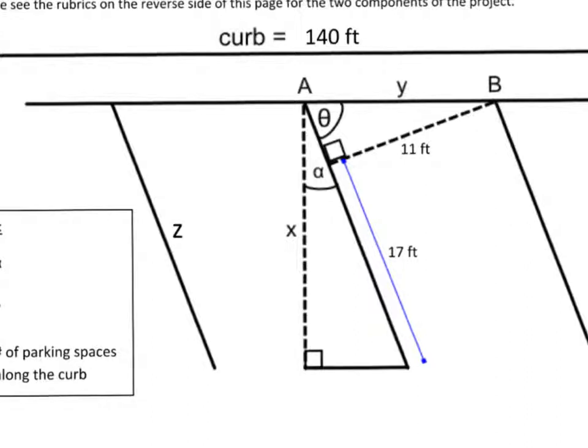We have finished all the angles and lines we need for this project, but there's one more thing we need to find. We need to find how many spots we can fit along this 140-foot curb. We're going to take 140 and divide it by the width of the parking lot space, which is 13.4, or y. We have 10.447, and since we can't have a part of a parking space, we will say that we can only fit 10 spaces on this 140-foot curb.